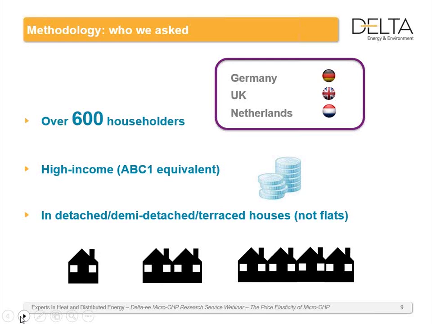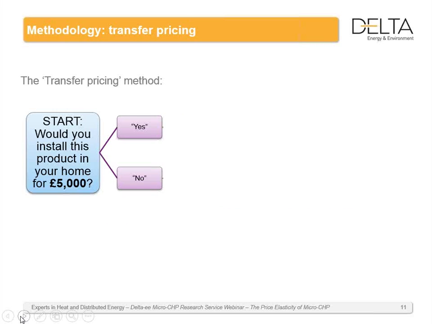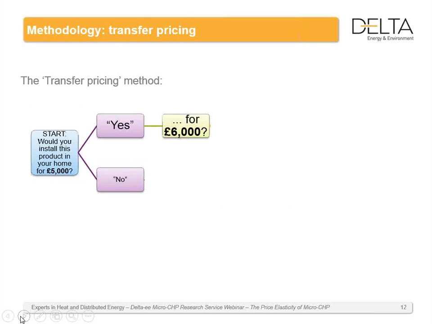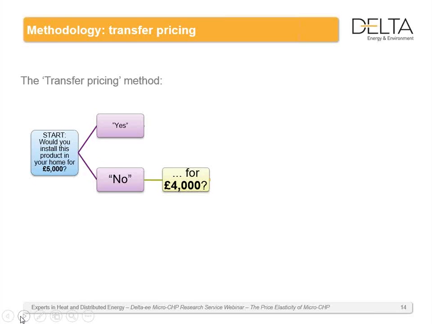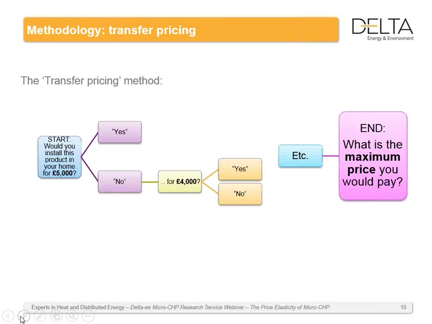So in order to figure out how much people would be willing to pay, we used the method called the transfer pricing method. So you start out by asking somebody if they'd be willing to pay a certain price, say £5,000 in the UK, and would they be willing to pay this? If they say yes, then you increase the price by a certain increment, so say up to £6,000, and ask them again, would they be willing to pay? But if at the start they said no, we wouldn't pay £5,000, that's too much, then you lower the price to pay that. At the end, you ask people to state what the maximum price is that they'd be willing to pay for the technology.